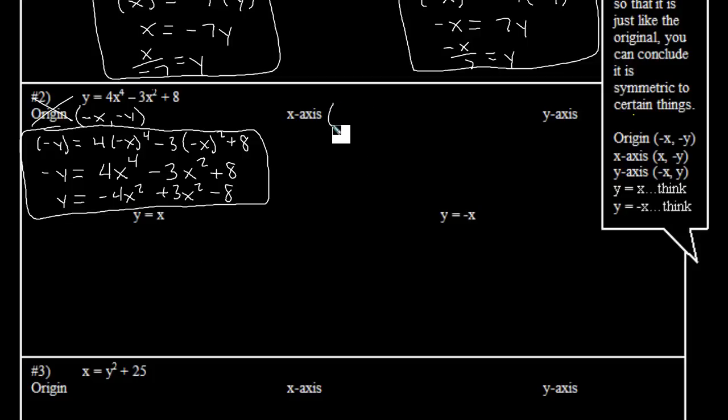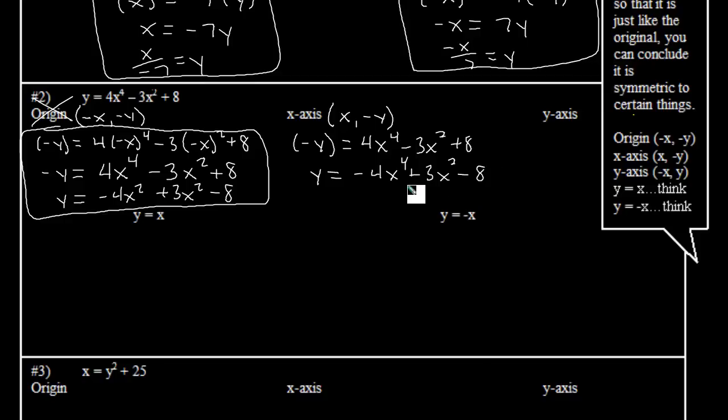X-axis. For the x-axis to work, x does not change, but y changes sign. So we substitute negative y in for y. Nothing changes with x. Get y by itself, multiply both sides by negative 1. It changes all the signs on the right side of the equation. Is that the same as the original? Most certainly is not. So it's not symmetric with respect to the x-axis.